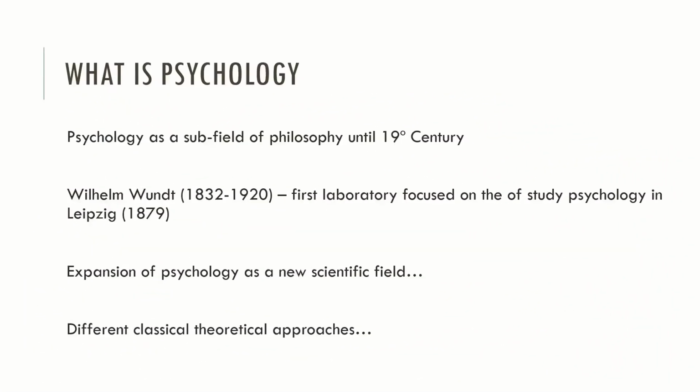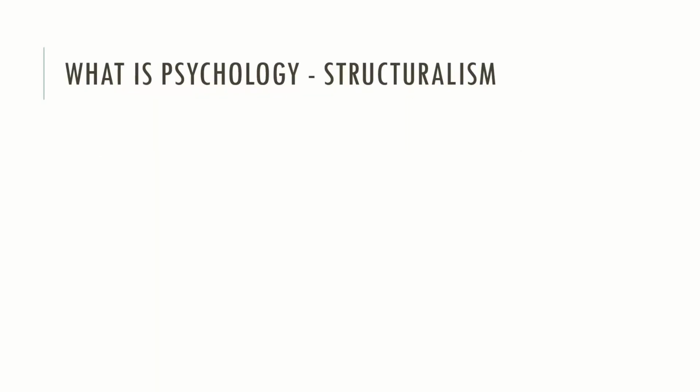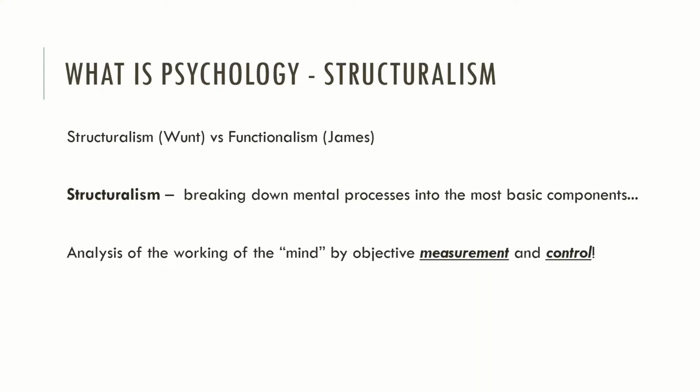However, let's go back a little bit. In the early days of psychology, there were two dominant theoretical perspectives regarding how the mind worked: structuralism and functionalism. Structuralism was the name given to the approach pioneered by William Wundt, which focused on breaking down mental processes into the most basic components. The term originated from Edward Titchener, an American psychologist who had been trained by Wundt. Wundt was important because he separated psychology from philosophy by analyzing the workings of the mind in a more structured way, with the emphasis being on objective measurement and control.